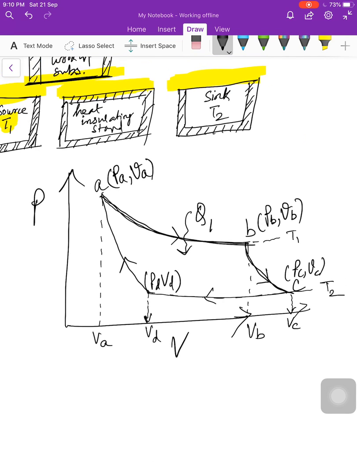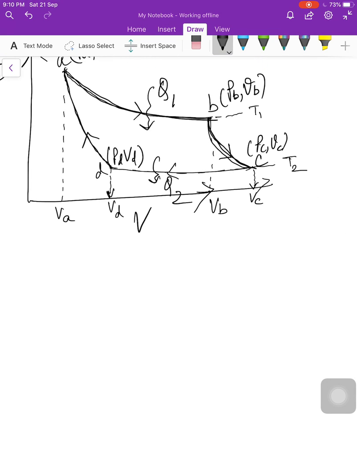Sorry, not by the source. Q1 amount of heat was absorbed by your working substance. And in this process C to D, Q2 amount of heat was liberated. And BC and DA are your adiabatic curves, so obviously there was no heat exchange in these parts.